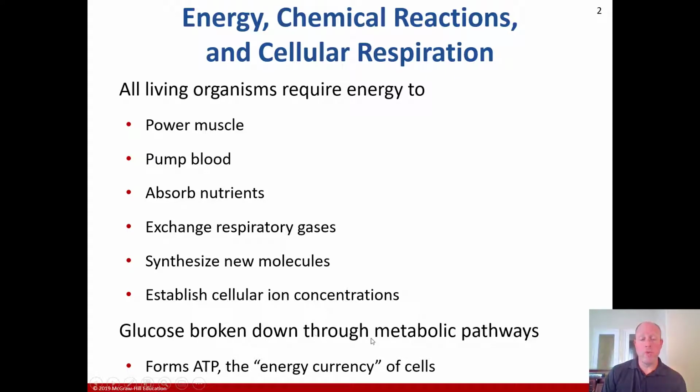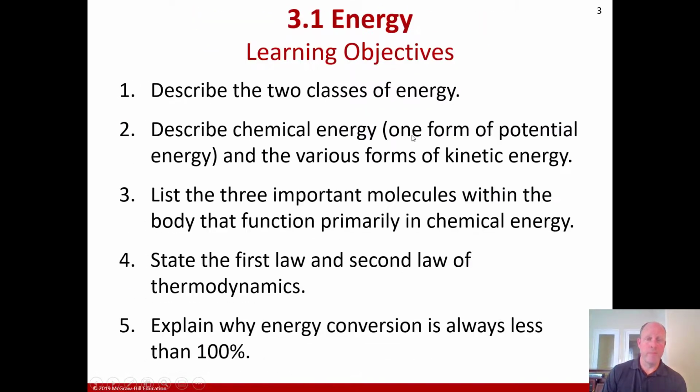Now, glucose is also broken down through metabolic pathways. We'll talk more about that in a bit here. It forms ATP, the energy currency of the cells. Without ATP, there's no muscular activity, there's no muscular contraction, so no movement of the body. Not to mention, the cell dies without ATP.